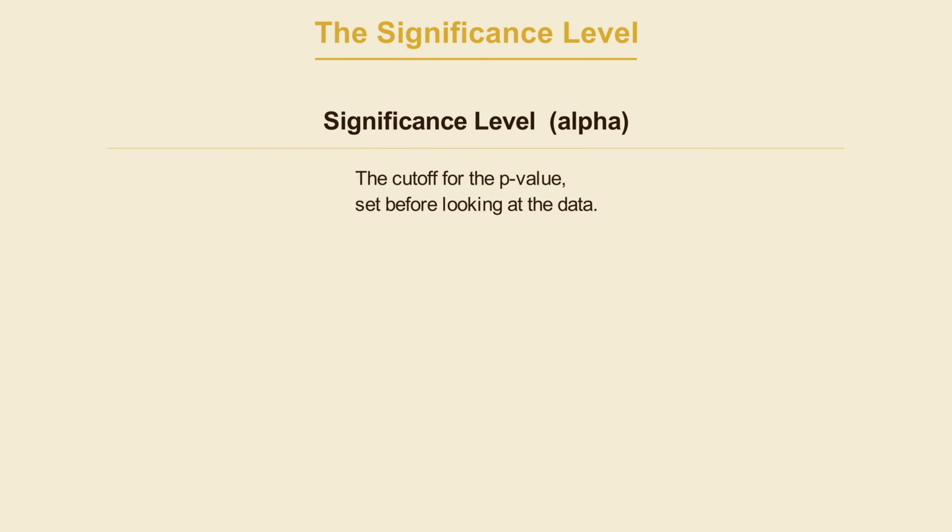The significance level, written as alpha, is the cutoff you set in advance. If the p-value falls below alpha, then you reject the null hypothesis. If it stays at or above alpha, then you fail to reject. The decision rule ends up being exactly that simple. Reject if p is less than alpha.